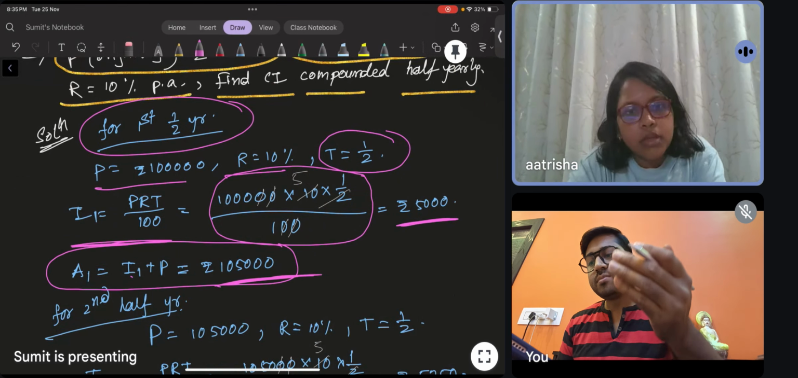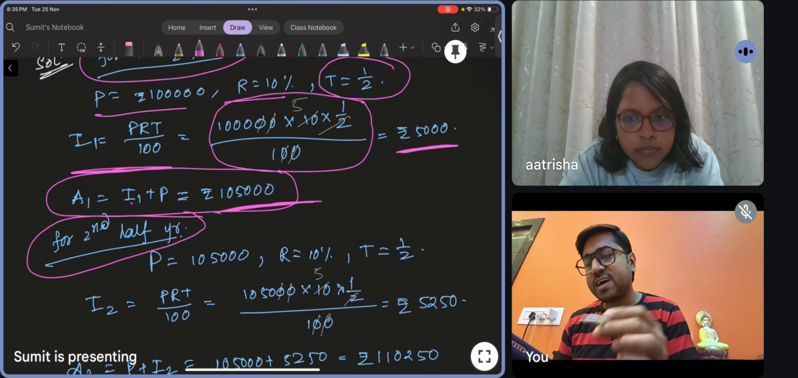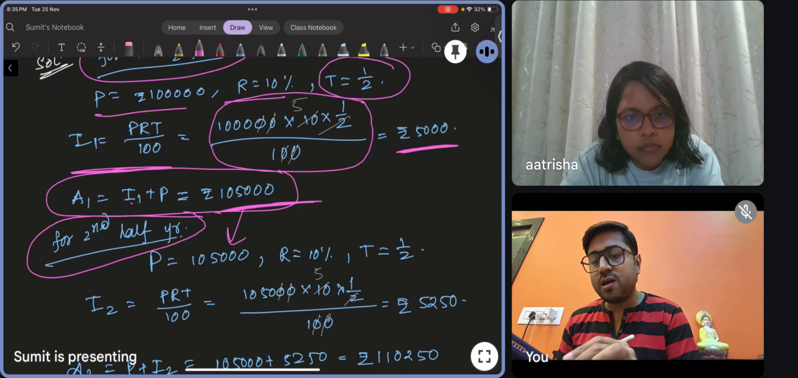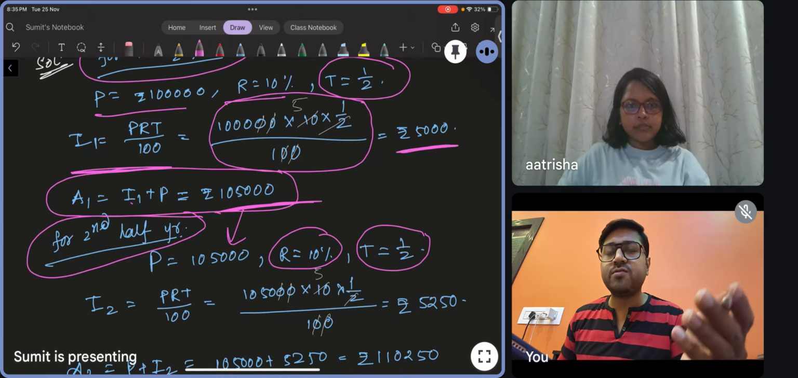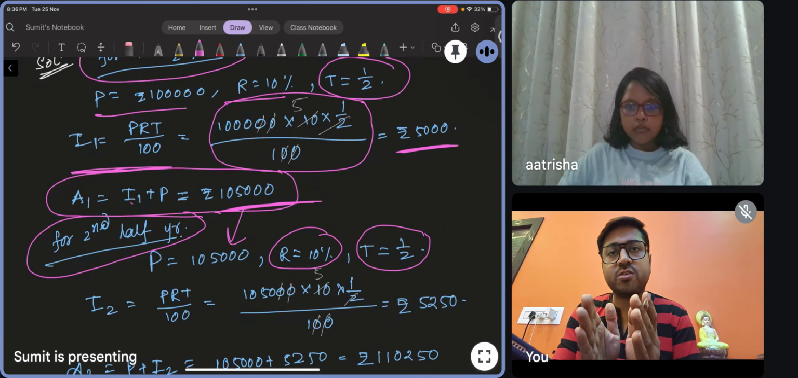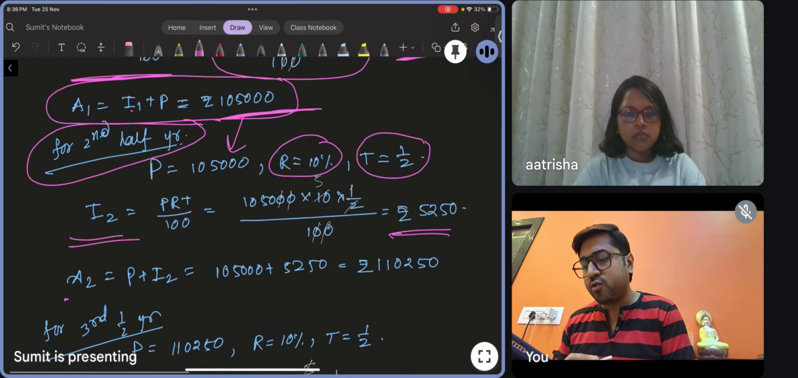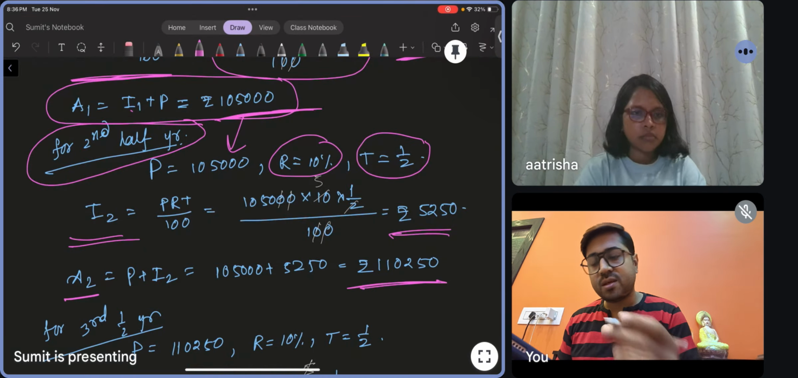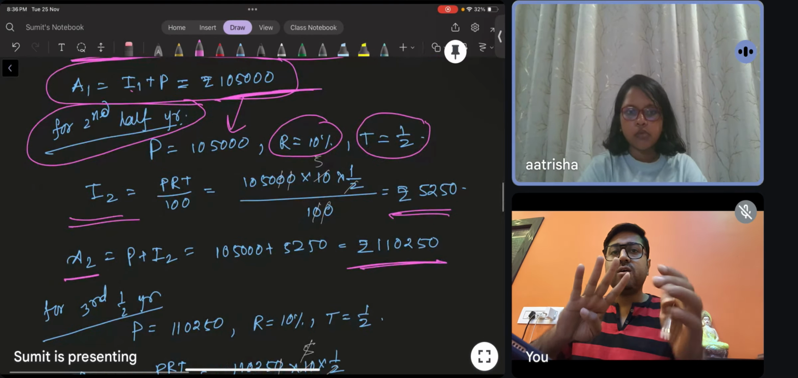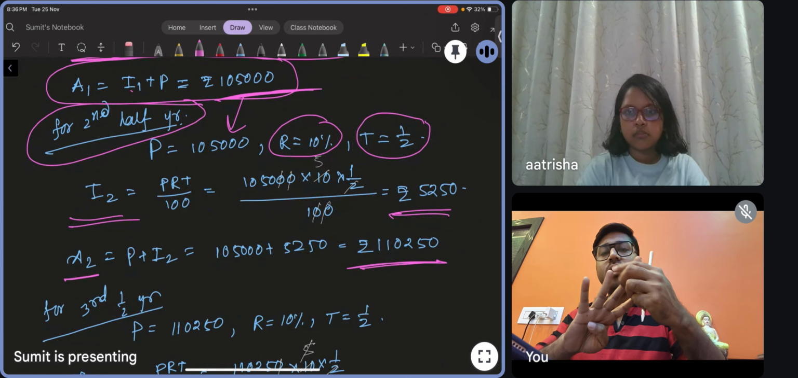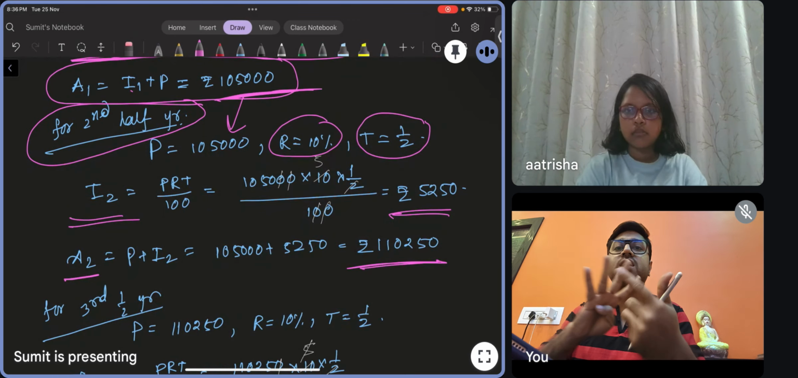Okay. Then for second half year, again this amount will be the principal, rate will be same, time will be same. Because for next half year the duration সেটা তো half year ই থাকবে। In the same manner I2 পাচ্ছ, then A2, correct? Then again করতে হবে, because how many half years will you have for 2 years? 4. First, second, third, fourth. 6 months, 6 months, 6 months, 6 months, then 2 years will get completed.